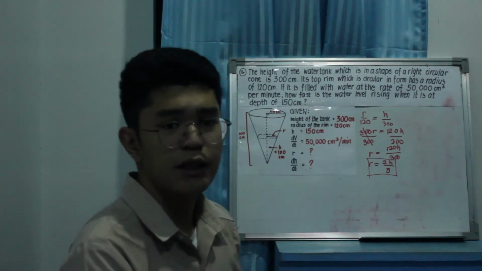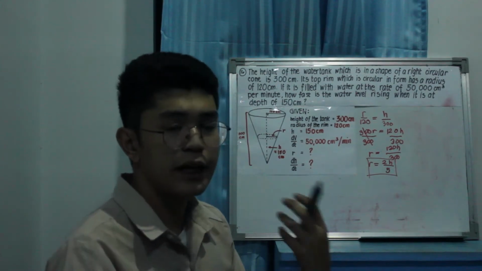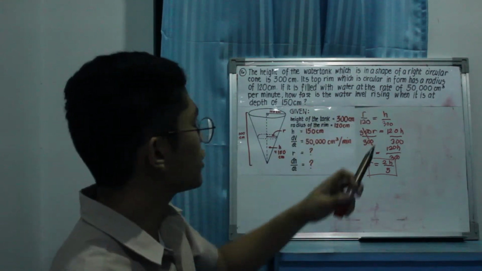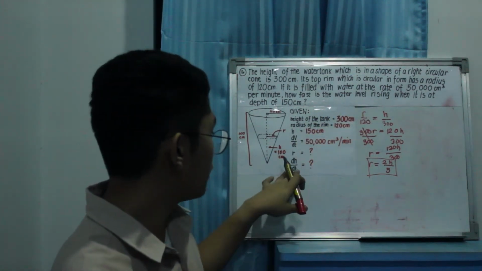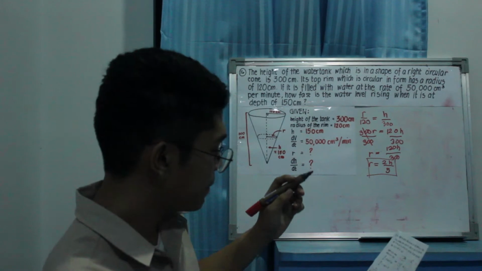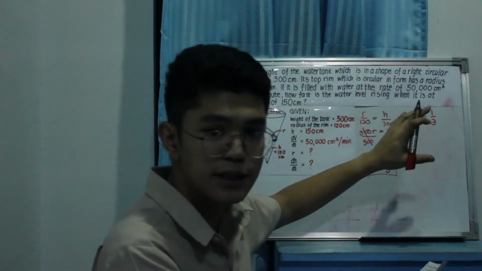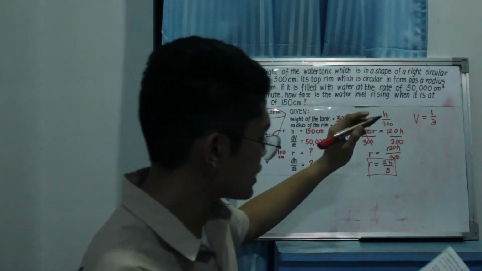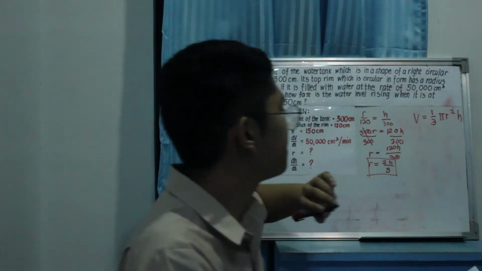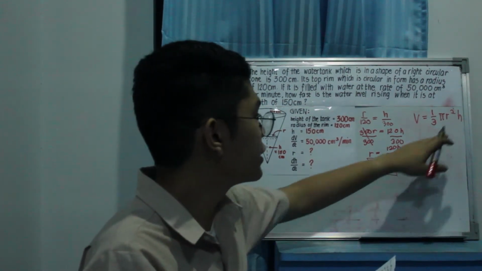Since the problem talks about water filling into a circular cone, it basically involves volume. So we need the equation of the volume of the right circular cone in order to get the derivative of h in terms of time. The volume of a cone, V, equals 1/3 times the base times the height. The base is pi r squared, times the height. So we just need to plug the value of r into the equation.